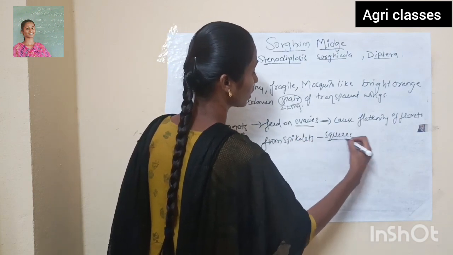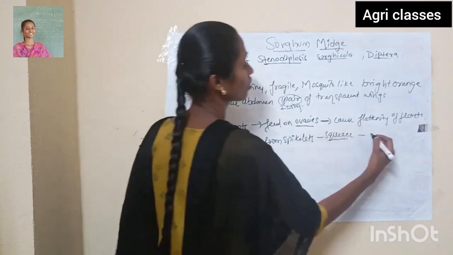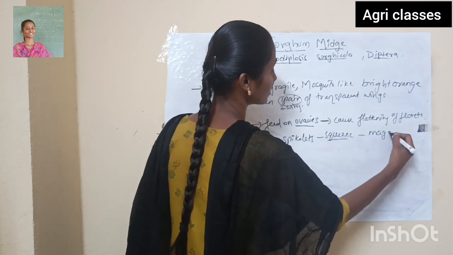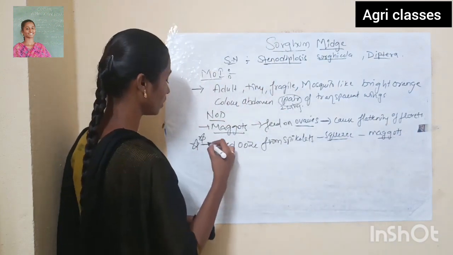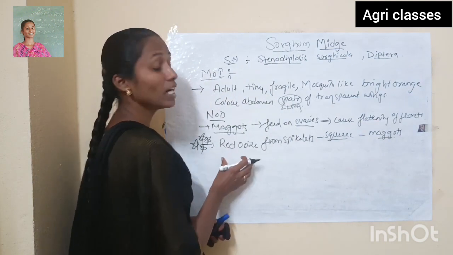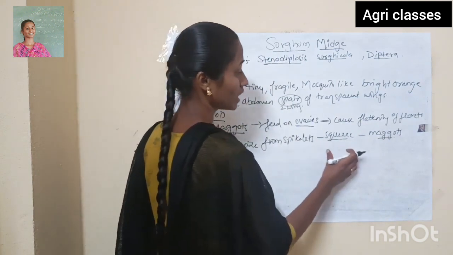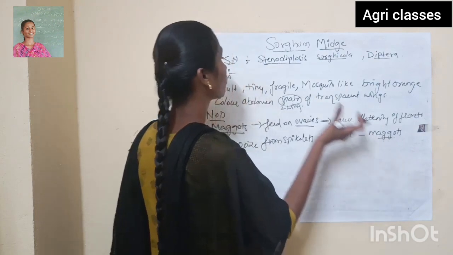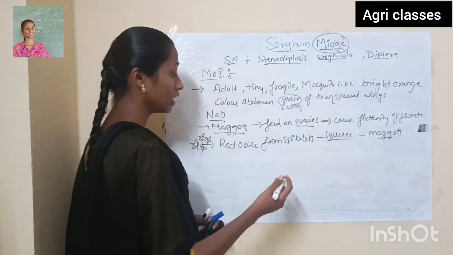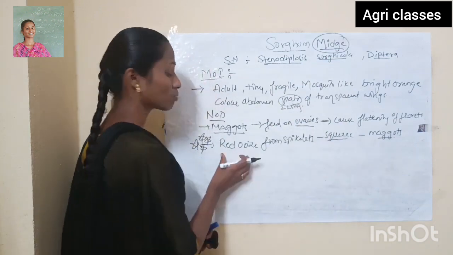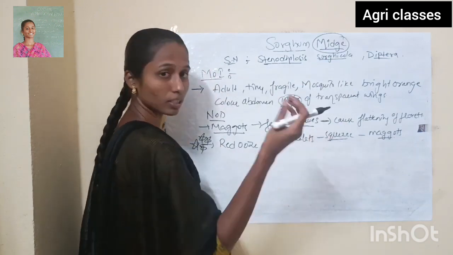Okay, this is the indication of the presence of larvae or maggots inside the spikelets. So this is a very important bit for competitive exams. Red fluid from the spikelets when squeezed is the indication of which pest in sorghum? So the answer is sorghum midge. In the presence of midge we can observe red fluid when we squeeze the spikelets.